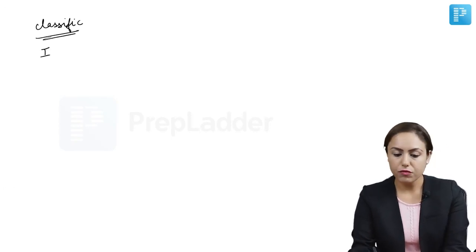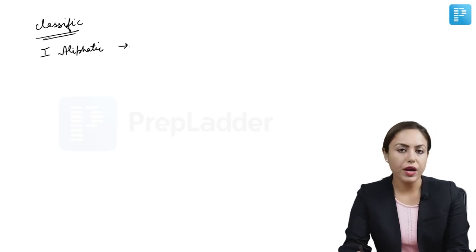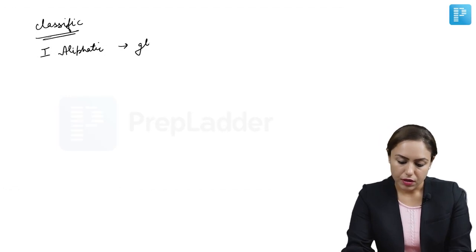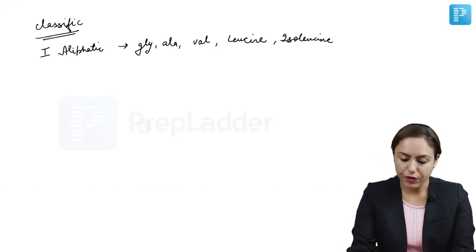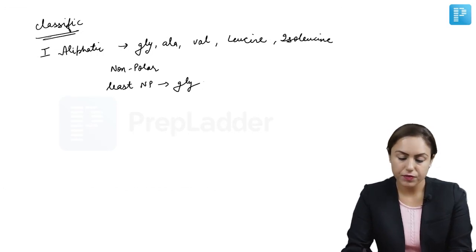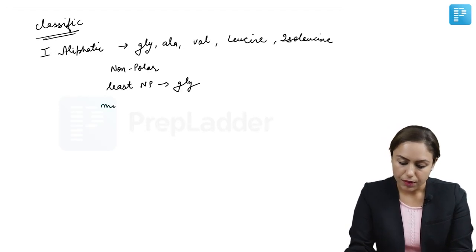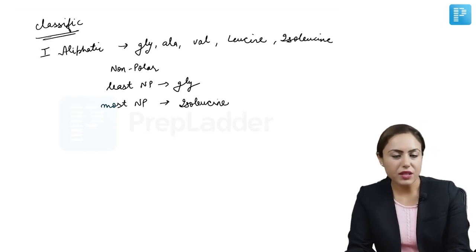So our first category which we are going to take is the aliphatic amino acid category, in which we have 5 amino acids: glycine, alanine, valine, leucine and isoleucine. Okay, so all these aliphatic amino acids are non-polar. In this, the least non-polar is glycine, and the most non-polar is isoleucine. Okay, now we will be taking them one by one.